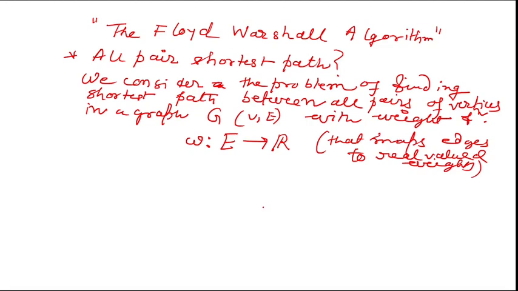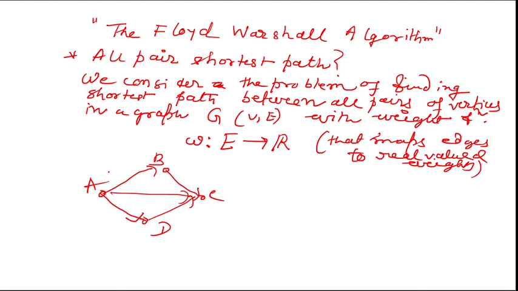So that means we used to find all pairs of a graph and we used to find the shortest path between them. So let's say you have a graph like this. It should be a directed graph also. A, B, C, D, and there will be weights. So we want to find what is the shortest path between A to B, A to C, B to C, D to C, like that. All pairs you have to consider.